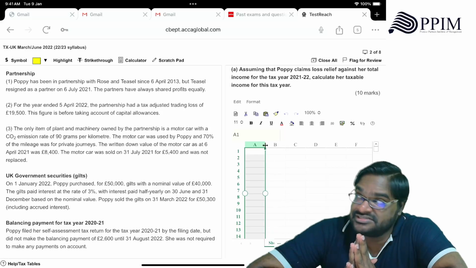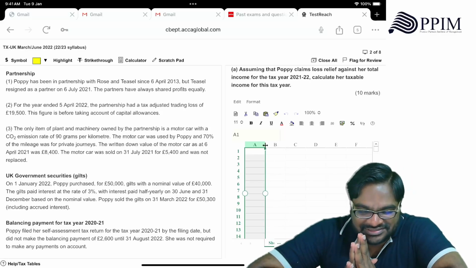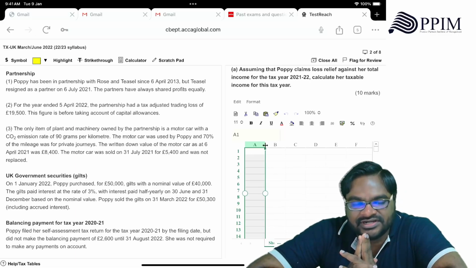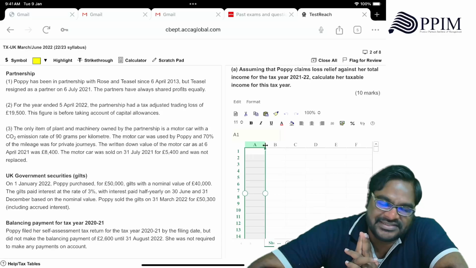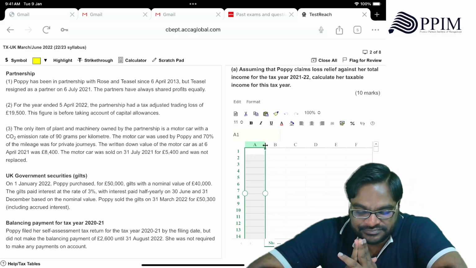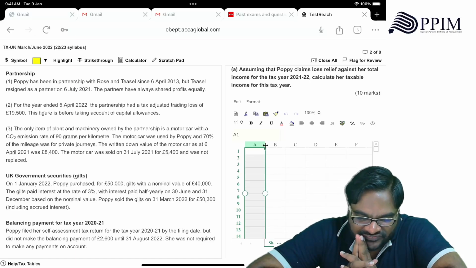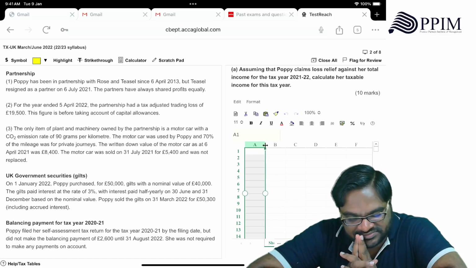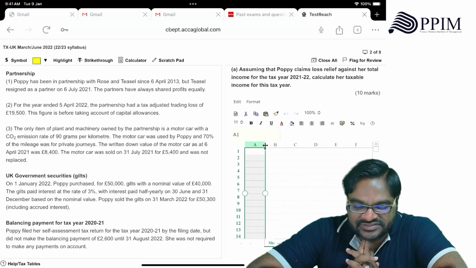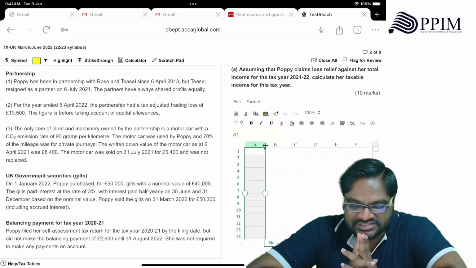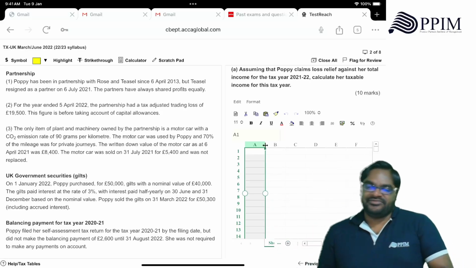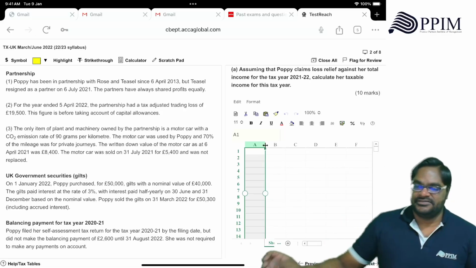Then on 1st January 2022, Poppy purchased 50,000 gilts with a nominal value of 40,000. So here the nominal value means the face value. The gilt pays 3% half yearly, 30th June and 31st December. Poppy sold the gilts on 31st March for 50,300. Fine. Okay. Shall we move on to the answer then?